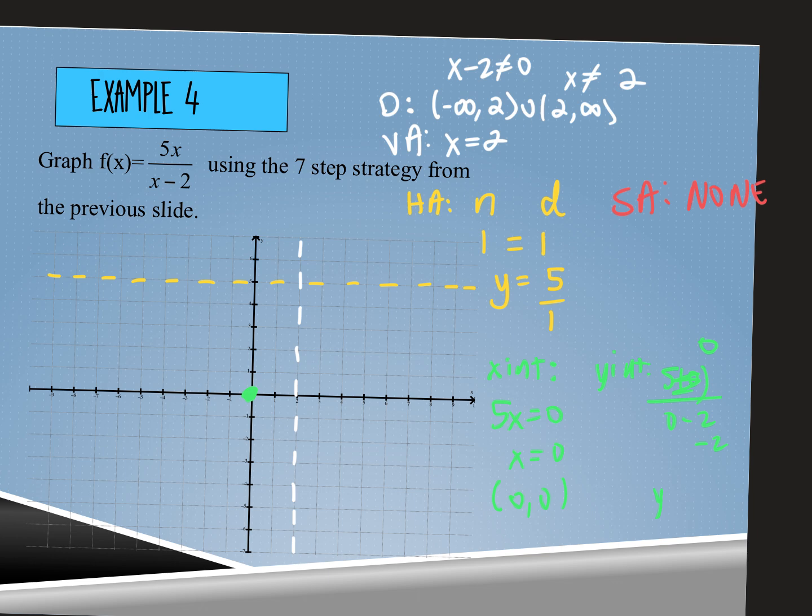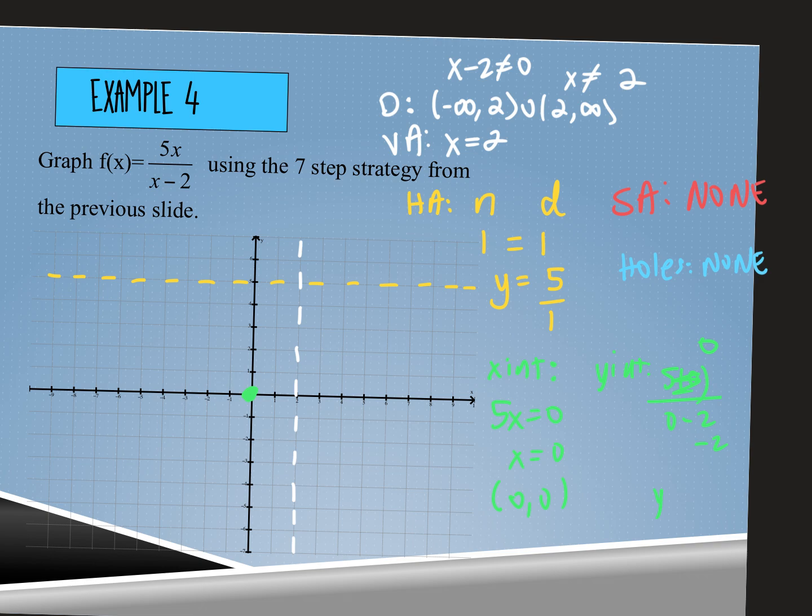If you factor the top and the bottom, is there anything exactly the same on the top and the bottom? No. So are there any holes? None. All right, good. So now we're going to figure out where our boomerangs lie. And the best thing to do is you pick a point to the left of the vertical asymptote and to the right of the vertical asymptote, and you plug that value in for x.